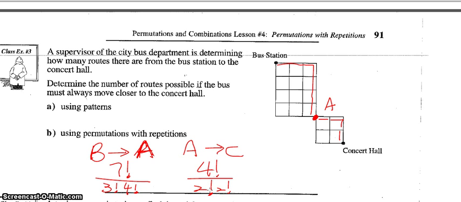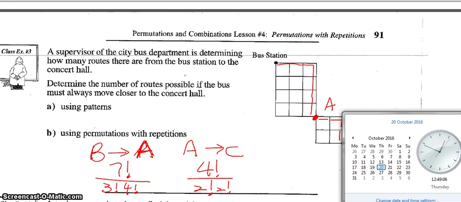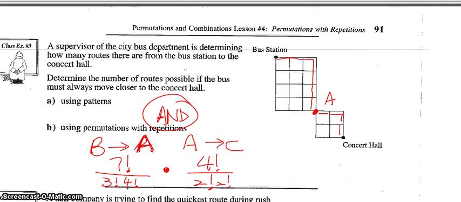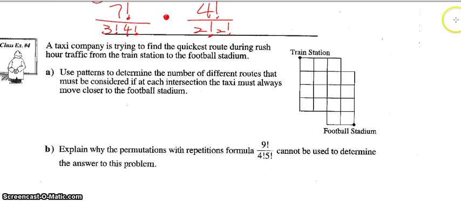Now the final question is, what do you do with these two numbers? All right, so from the bus station to the concert hall, listen how I say it: you need to go from the bus station to A, and from A to the concert hall. Now you say and. Remember last chapter, if you say and, what's the relationship? When you say and, you multiply. If you say or, you plus. Okay? Good. So that's one way.